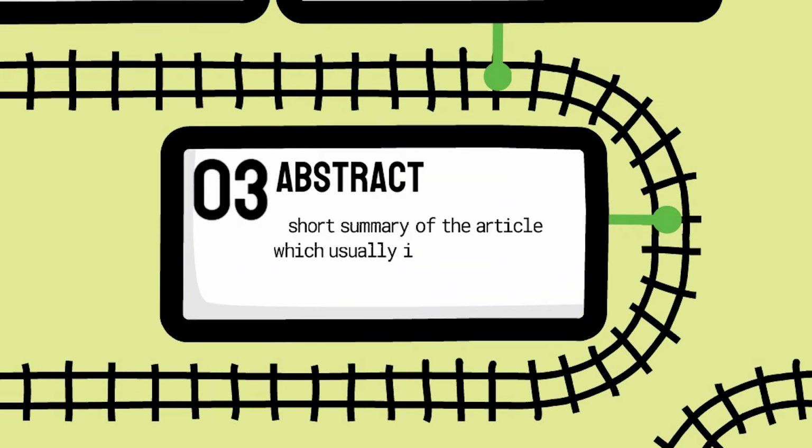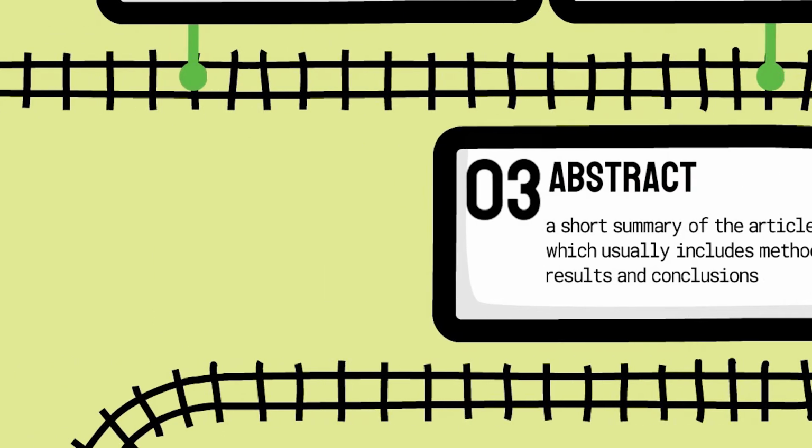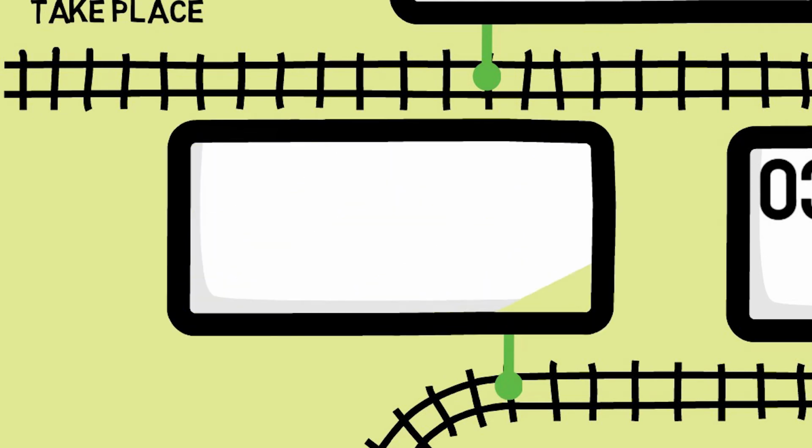Abstract. The abstract is a short summary of the article which usually includes methods, results, and conclusions. A well-written abstract should contain keywords that inform the reader about the main topics covered in the study and to enhance the paper's searchability. Some people only review the abstract, which is a big mistake. It's similar to reading a book jacket and thinking you've read the book.